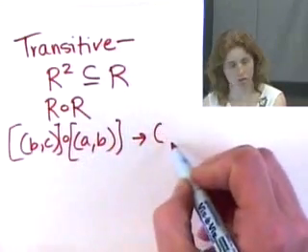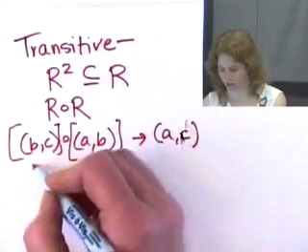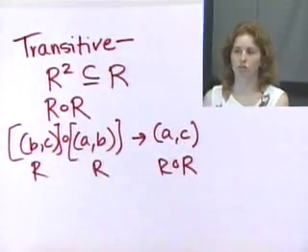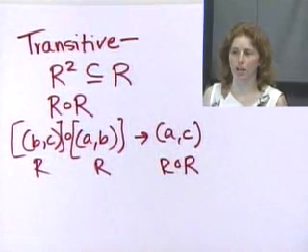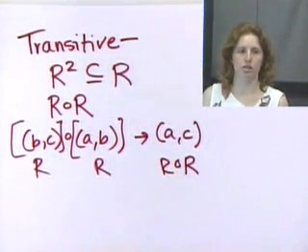that means that AC is in the composition, right? So if this is in R and this is in R, then this is in R composed with R. So that looks just like the definition of transitive, and that's why R squared is a subset of R is the same as saying that R is transitive.